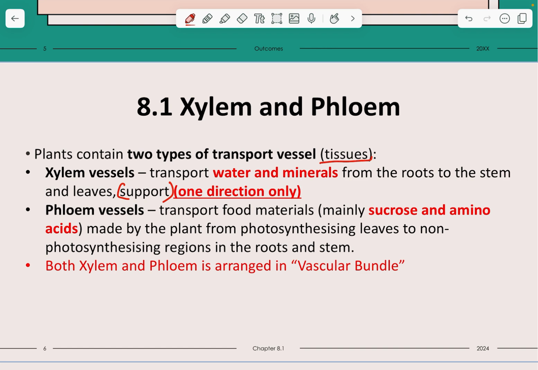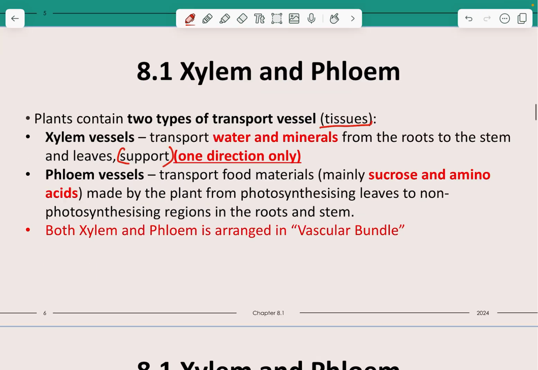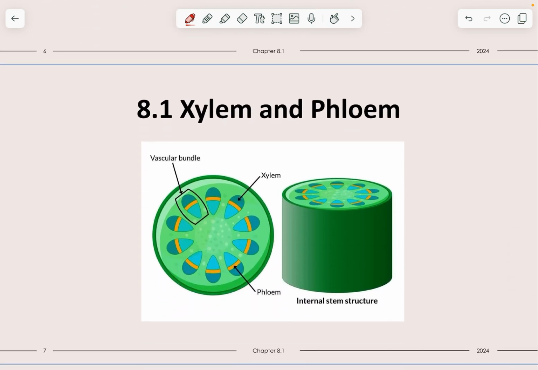Phloem vessels transport food materials, mainly sucrose and amino acids made by the plant, from photosynthesizing leaves to non-photosynthesizing regions in the roots and stems. Both xylem and phloem are arranged in a vascular bundle. In Chapter 6, we also know that the vascular bundle consists of xylem and phloem. This is found almost close to the spongy mesophyll cells. So this is how the vascular bundle looks like. The entire thing that consists of both the xylem and the phloem is known as the vascular bundle.